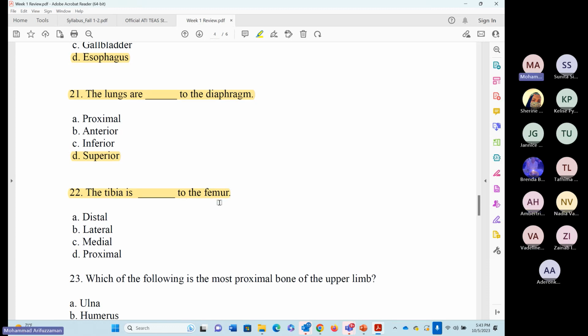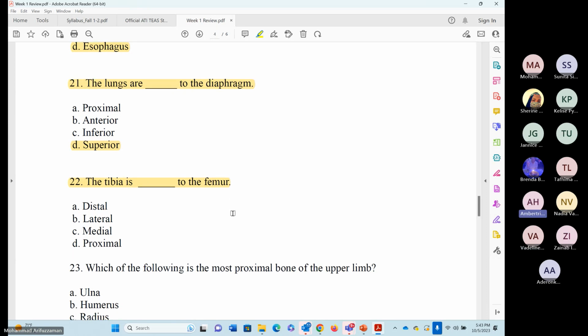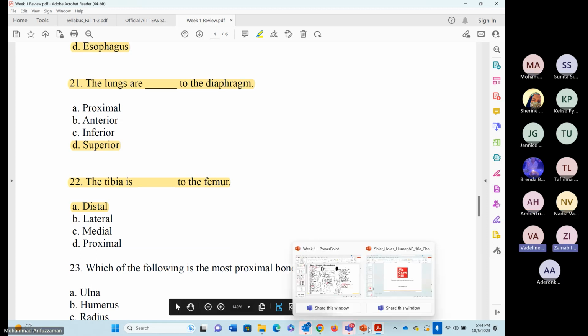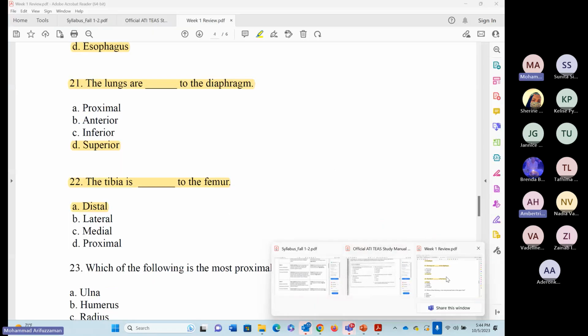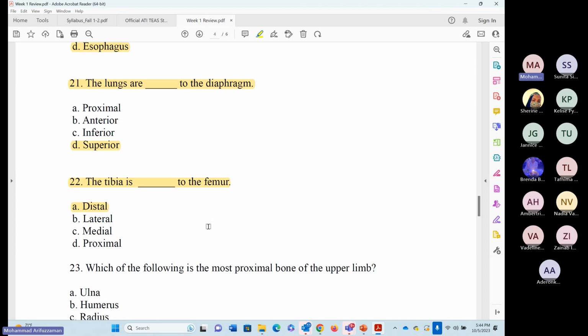And the femur is the thigh bone. So the tibia is lateral, medial, proximal, or distal to the femur? It is distal to the femur. Yes, you can see here. This is the femur, and this is the tibia. So the tibia is away from the femur. Is it clear? That is a tricky one. This is distal to the femur.